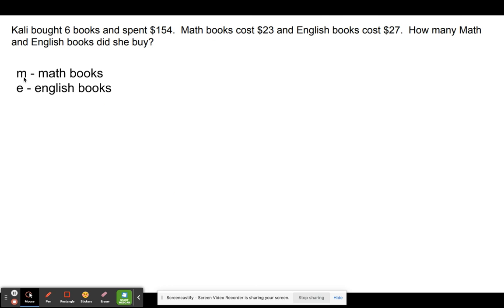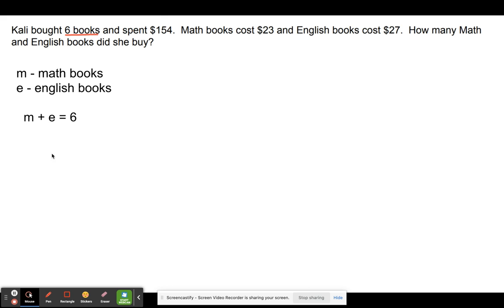So we're going to define math books as M and English books as E. Okay, now the first equation we're going to define based on the first piece of information they give us, which is 6 books total. So she bought a total of 6 books, which means that if you add the math books plus the English books, that should give us the 6 books. So M plus E equals 6.